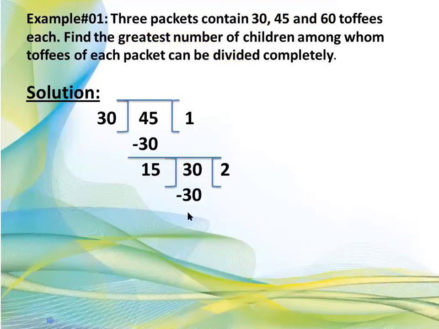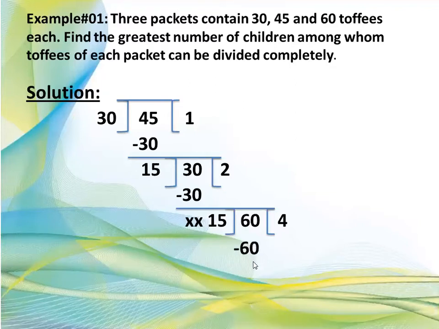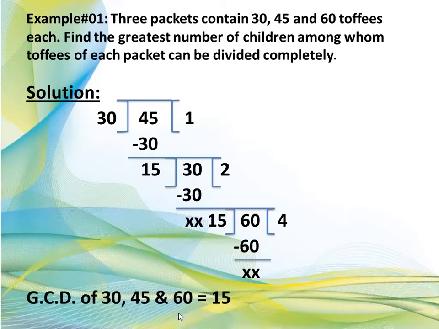15 multiplied by 2 will become 30, and here you get no remainder. That's why you take the other number 60 as your new dividend and divide 60 by 15. 15 multiplied by 4 will become 60. Again you get no remainder, but you stop here because you have no more numbers left. So the GCD of 30, 45 and 60 is equal to 15. This is the method we call GCD by division method to solve any word problem.